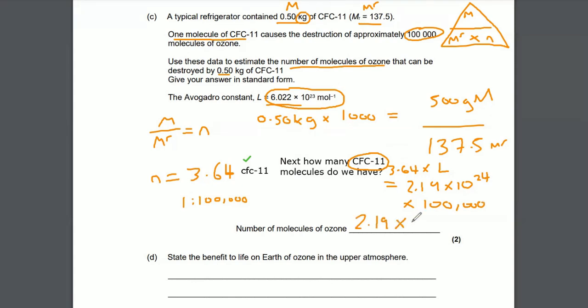Timesing it by an extra 5 zeros, so I can just add an extra 5 on there. So 2.19 times 10 to the 29. And that is the number of molecules of ozone that will be broken down by 0.50 kilograms of CFC.